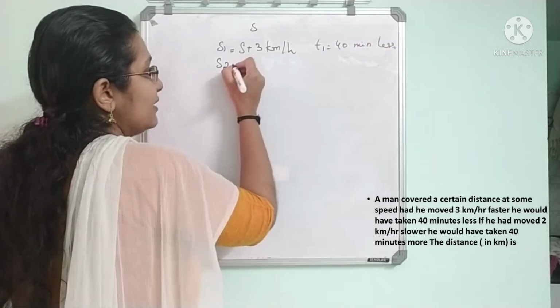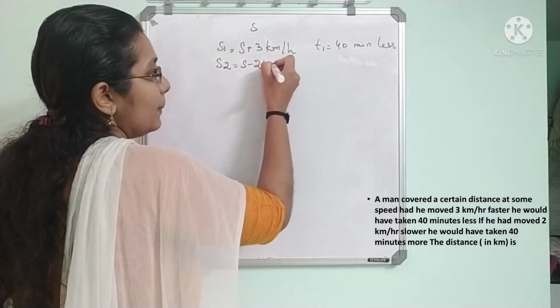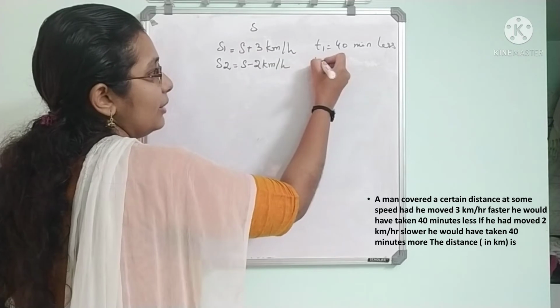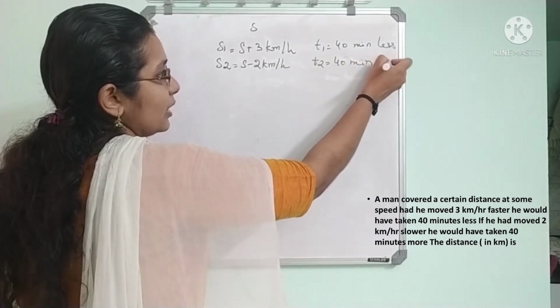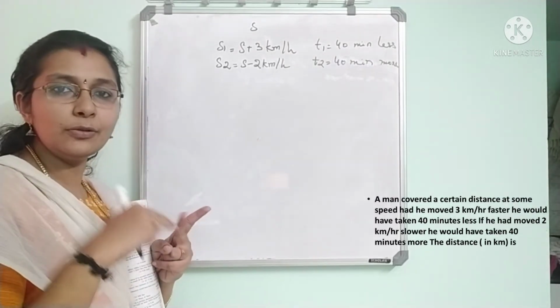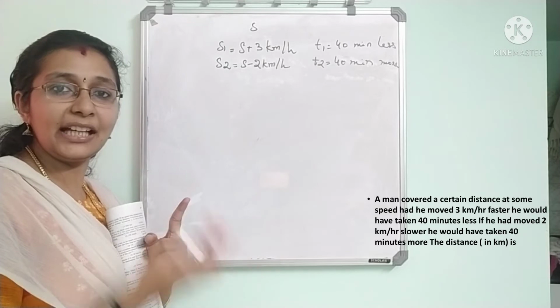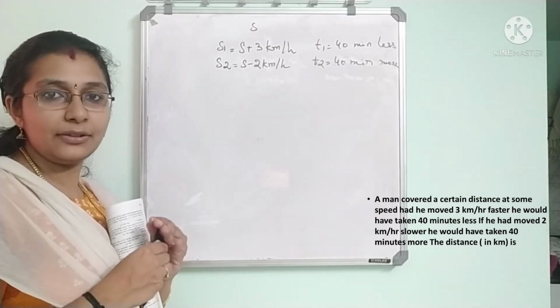Clear? At the same time, when the speed is decreased by 2 km per hour, the time taken is 40 minutes more. Clear? So this is what the difference is. Previously it was only two speeds. First speed, if we consider it to be x, next speed would be either more or less than that, yes.